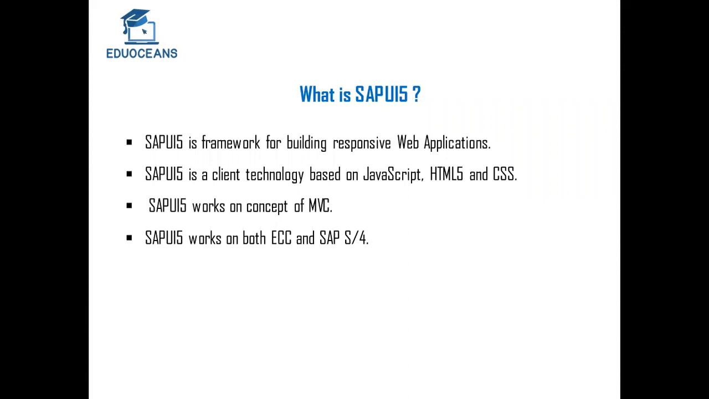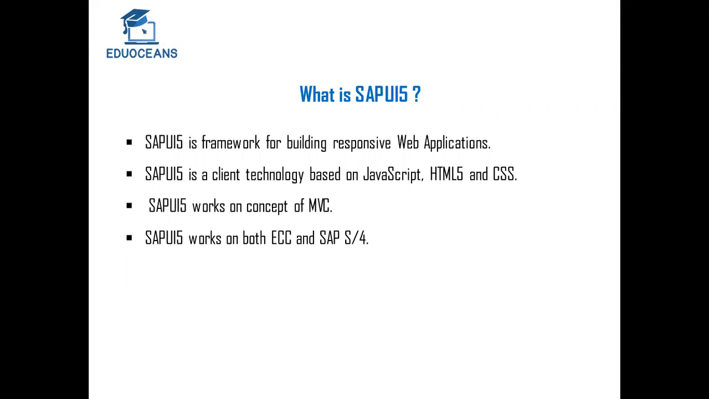Because SAP UI5 uses some UI controls that are provided by SAP itself and that adapt themselves to the capabilities of each device. So nowadays, a lot of business processes are performed on mobile devices, and SAP UI5 helps to transform the business process from the local machine to the global platforms. So that is why SAP UI5 is a framework for building responsive web applications.